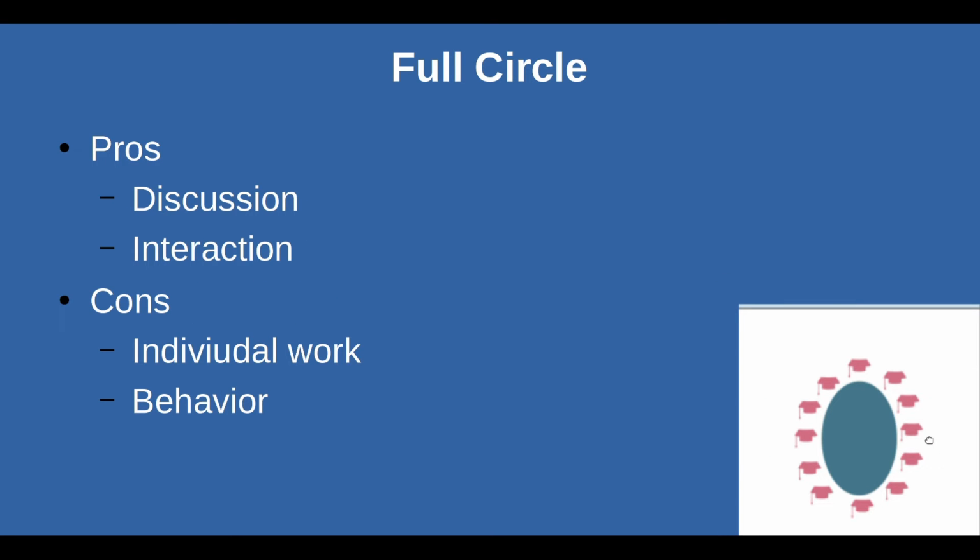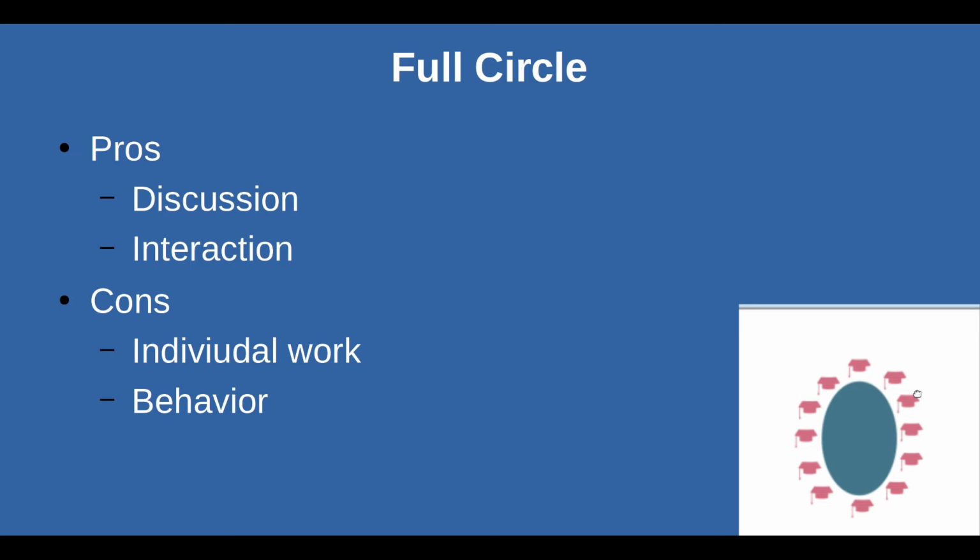Another style of seating that you will often see in a classroom is a full circle. If you look down into the lower right hand corner, you can see we have all the students sitting around here in a circle. Just pretend those little red things are desks as an example. The full circle is great for discussion. It's great for interaction because you have that eye contact that you can take advantage of in order to allow students to share their opinions.